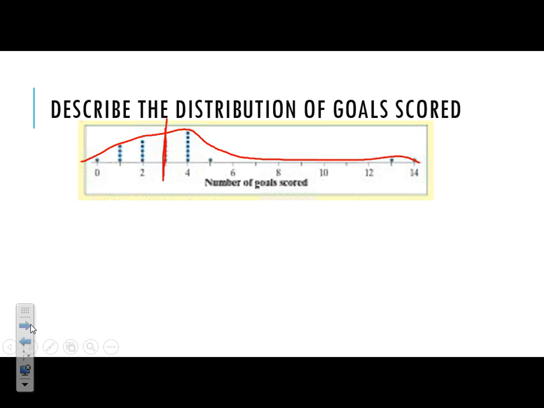So I'm going to write that up in a sentence, all right? I would say the dot plot is unimodal and left skewed. Now that wasn't that difficult, right? We can write that out, okay? So there's our shape. We've described the shape.